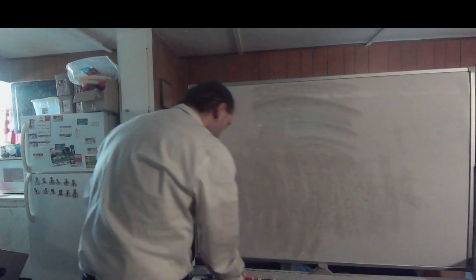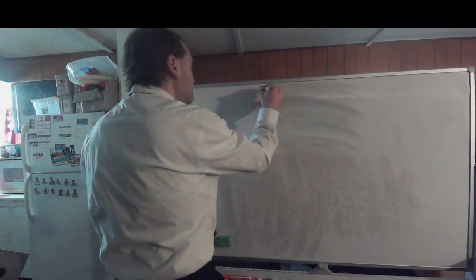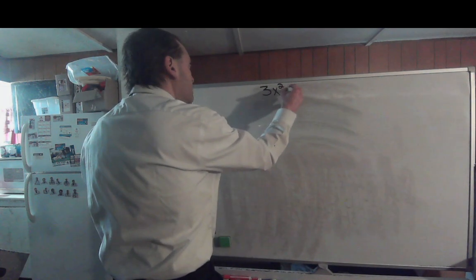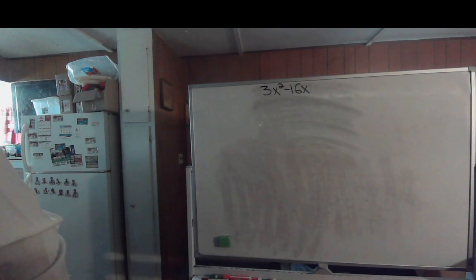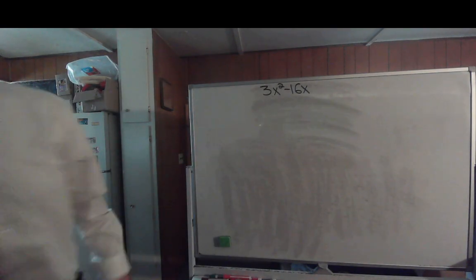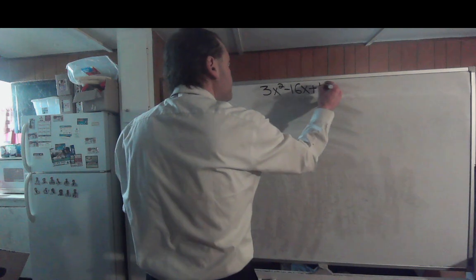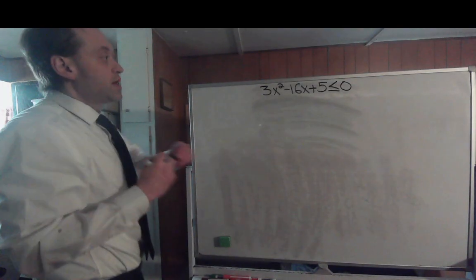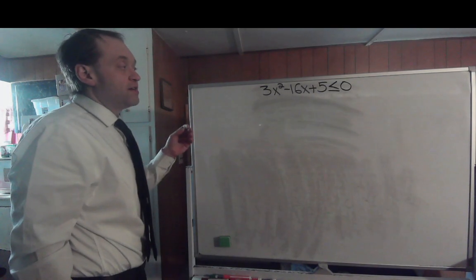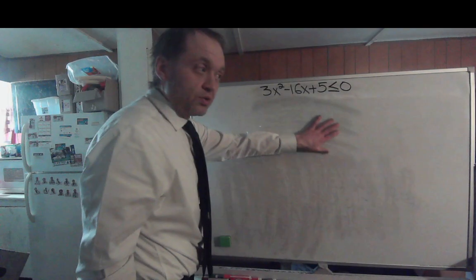All right, what if we have 3x squared minus 16x plus 5 is less than or equal to 0. So we have 3x squared minus 16x plus 5 is less than or equal to 0.